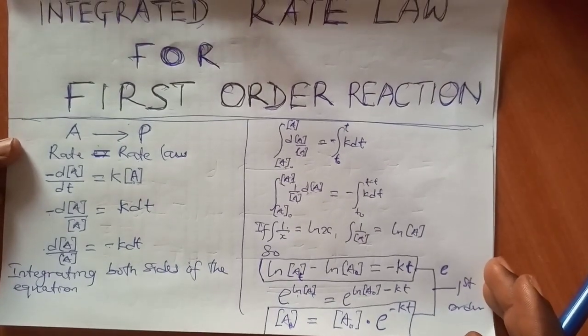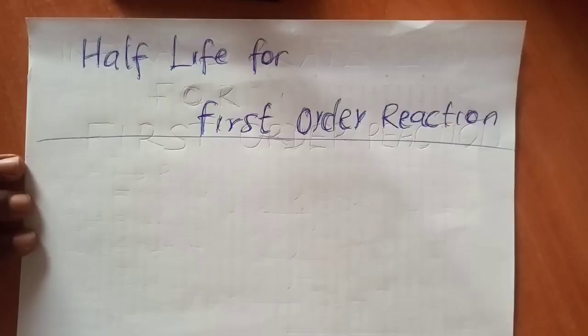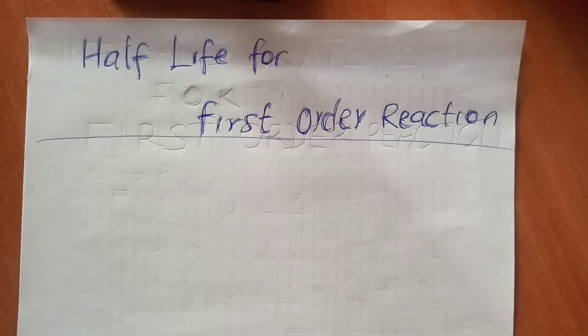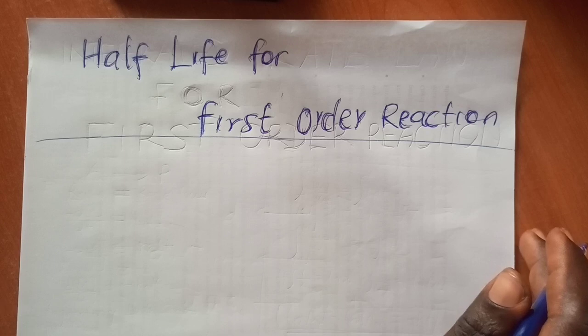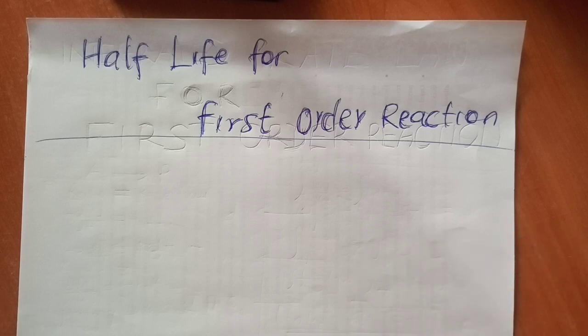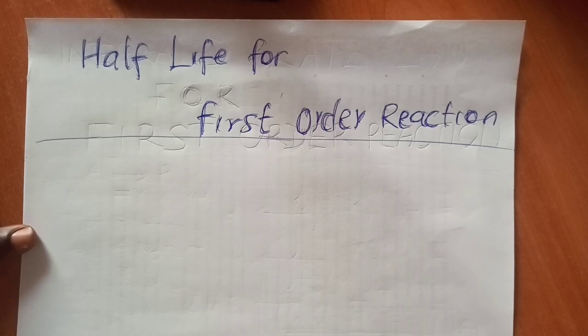Okay, so we want to look at the half-life of first order reaction. Just the way we have the integrated rate law for first order, the same way we have half-life for first order. First of all, what is half-life? Half-life is the time taken for the initial concentration of the reactant to reach half of its original value.